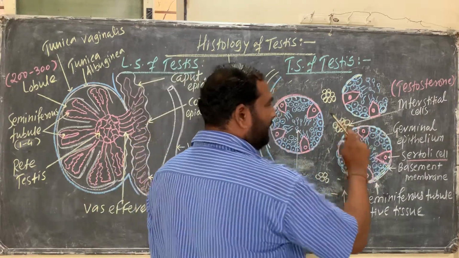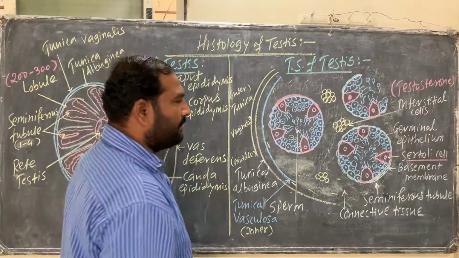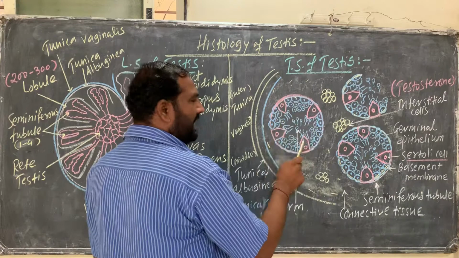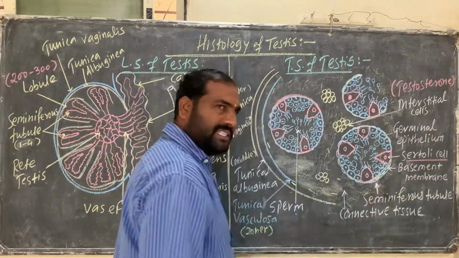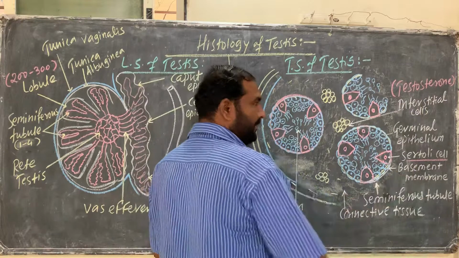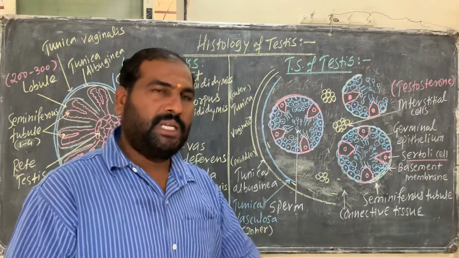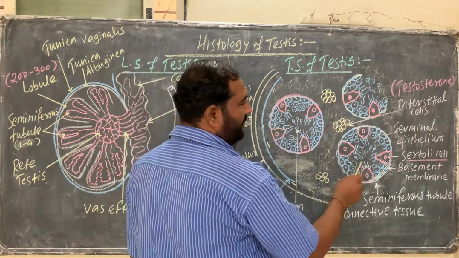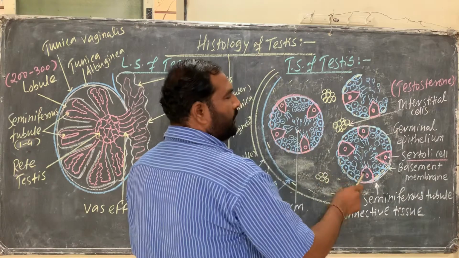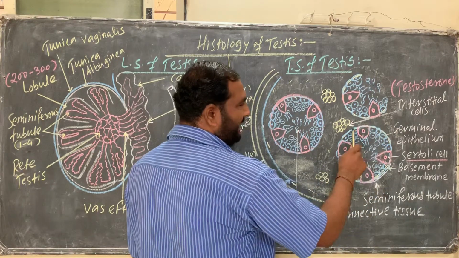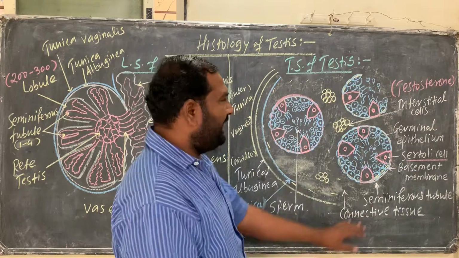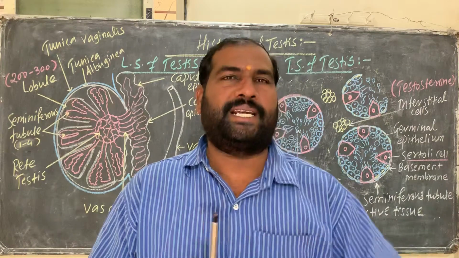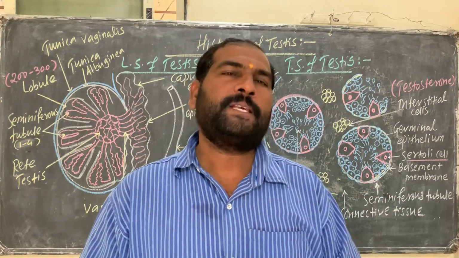In those germinal epithelial cells there is presence of some large cells. See here, 1, 2, 3, 4, just like that. These cells are called Sertoli cells. Sertoli cells play an important role in providing nourishment to the developing sperm. So here sperms are produced inside that seminiferous tubule. So sperms are produced from what? Germinal epithelial cell. So the germinal epithelial cell undergoes spermatogenesis, and that produces the sperms.